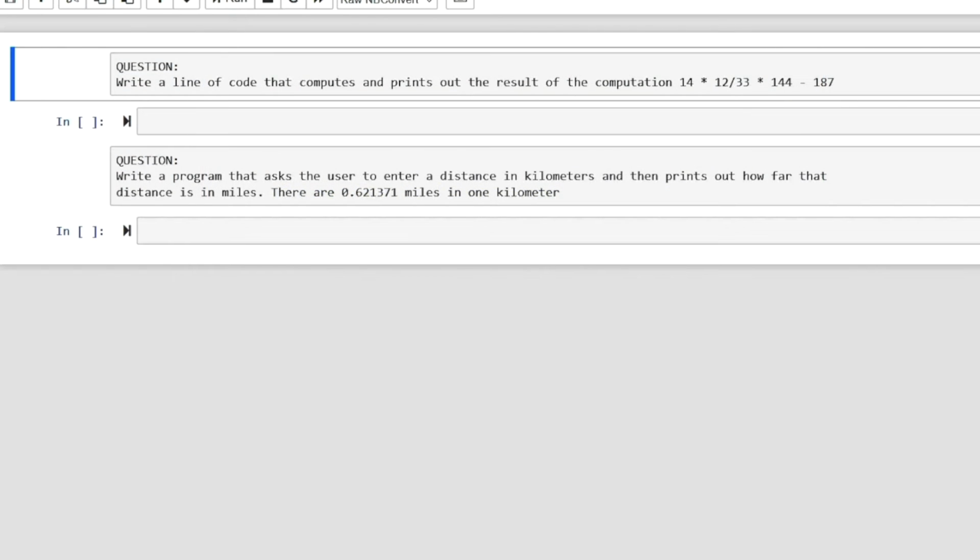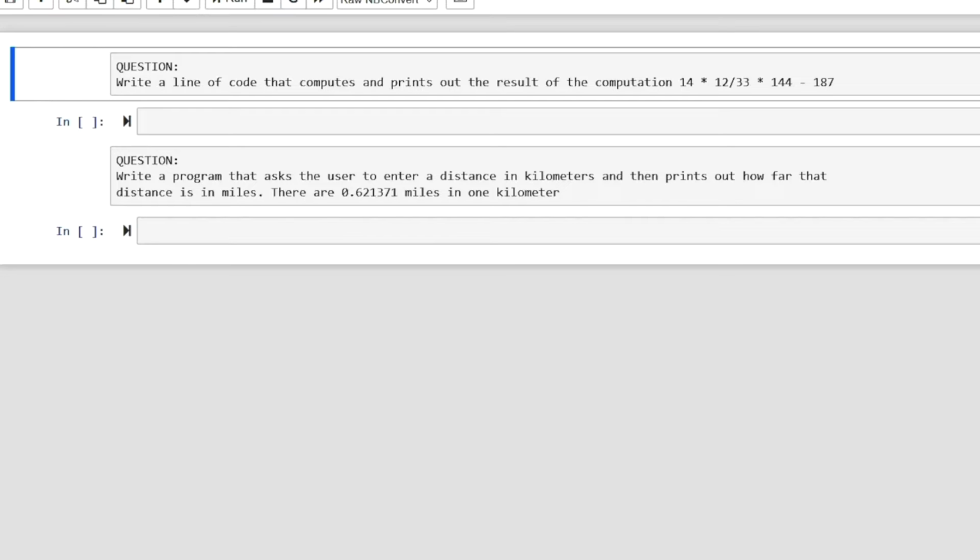So let's start from the first question that I prepared for you, and let's look at the first question. The first question is, let's see what it's talking about. Write a line of code that computes and prints out the result of computation and the equation. Okay, we're gonna print out the first equation.